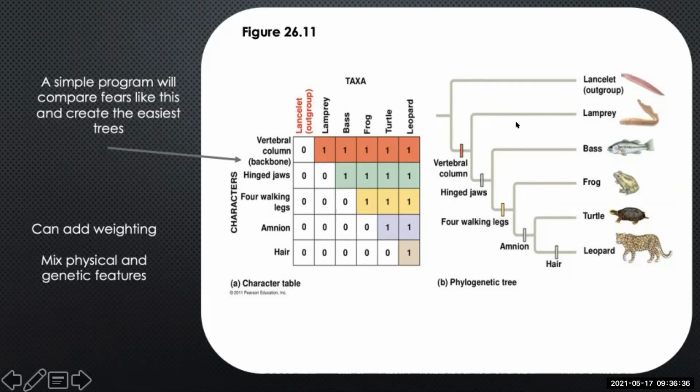So that must be the furthest evolved. And then we're going to look at a next trait. So hinged jaws. So now everything here should have hinged jaws. But again, this can be very, very difficult if you're using genetic features versus physical features.